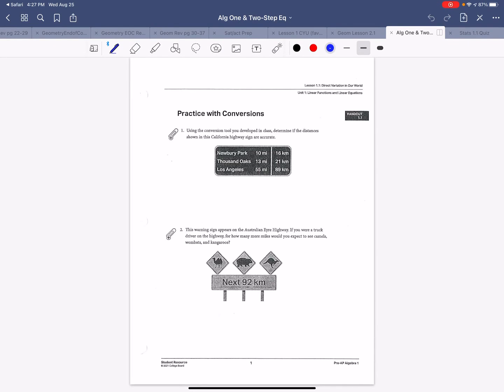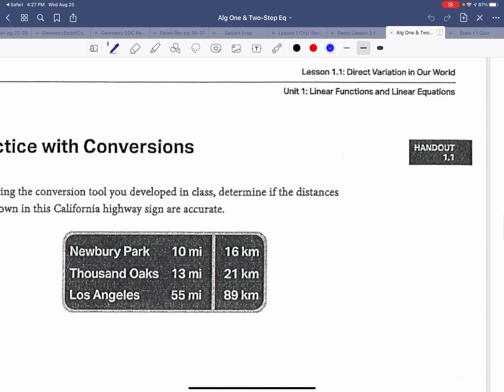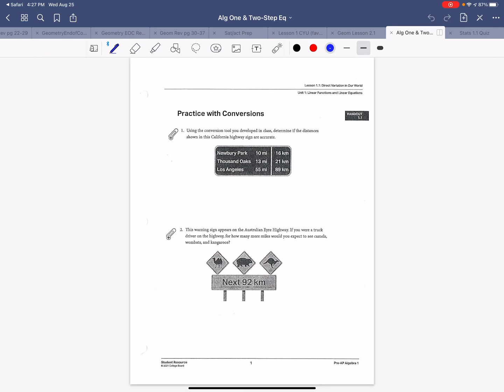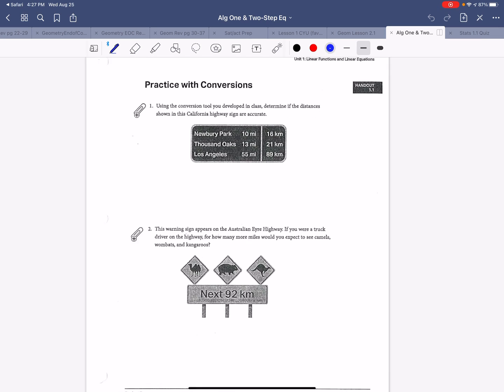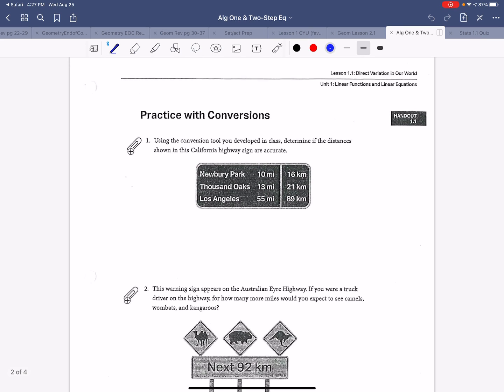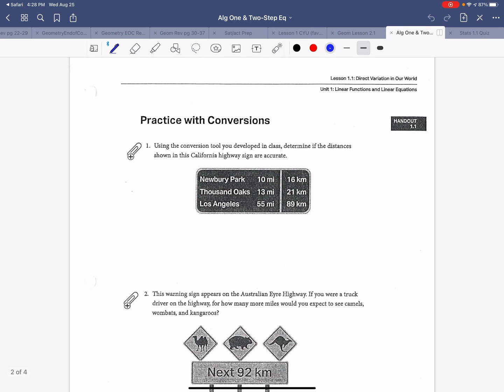Hey guys, we did this activity, lesson 1-1 about the speedometer, and we answered these questions in class. So if you don't have these notes, make sure you get them from another student. Now we're going to use these notes to answer the question about the robot, okay? It says use the conversion tool you came up with.